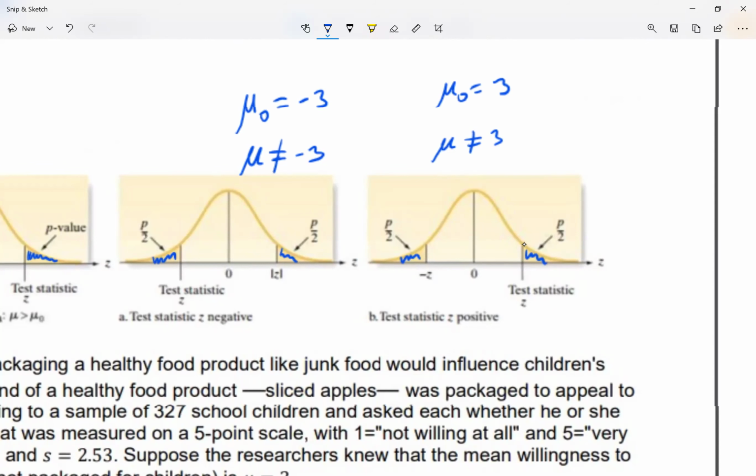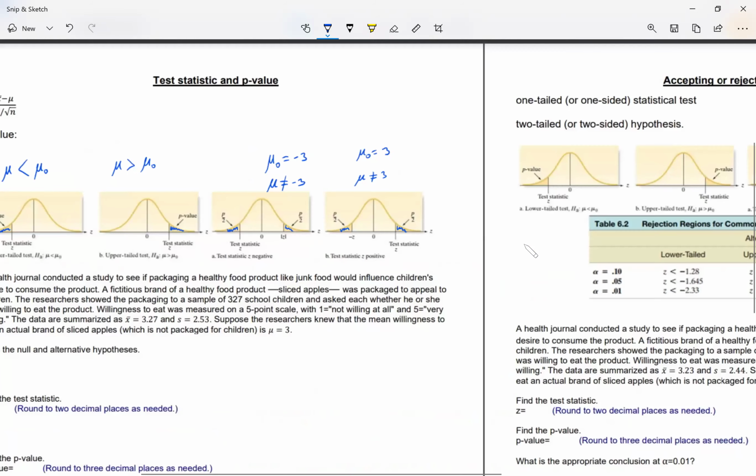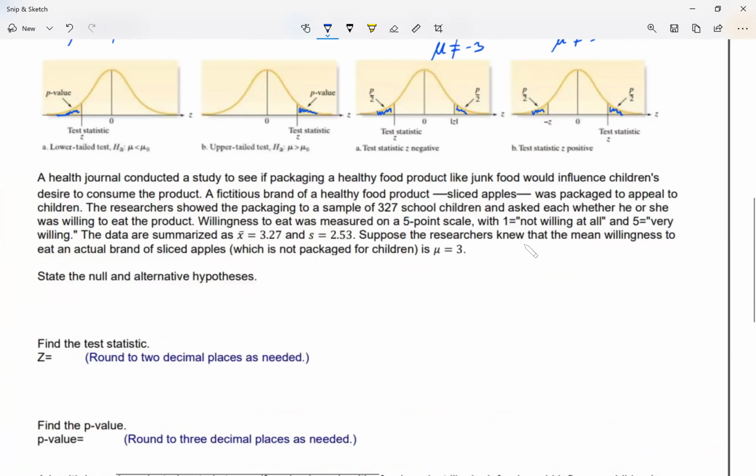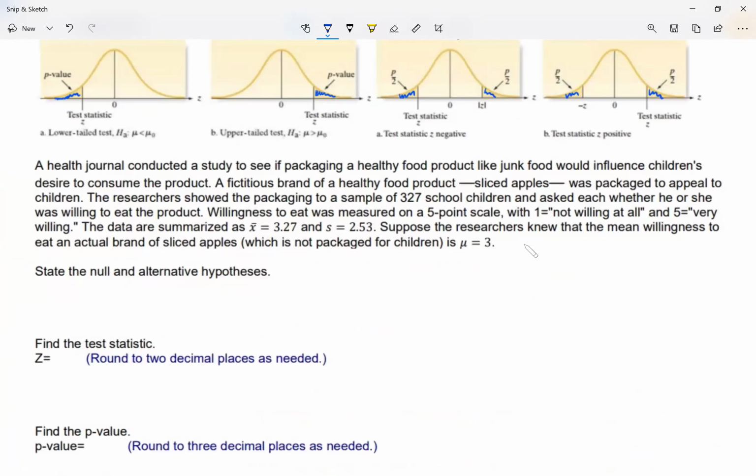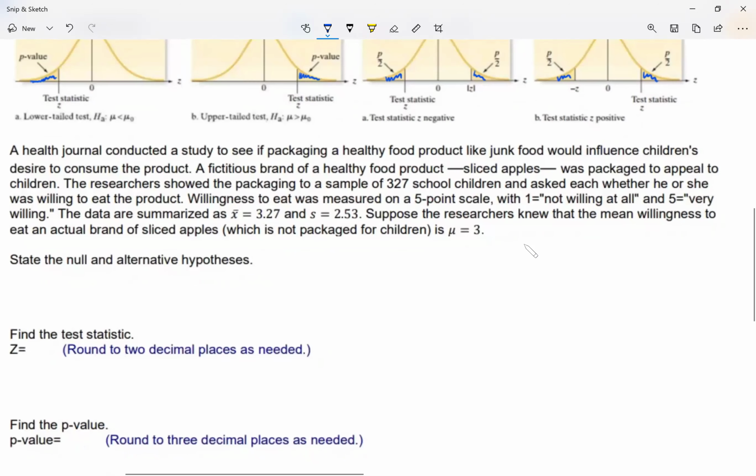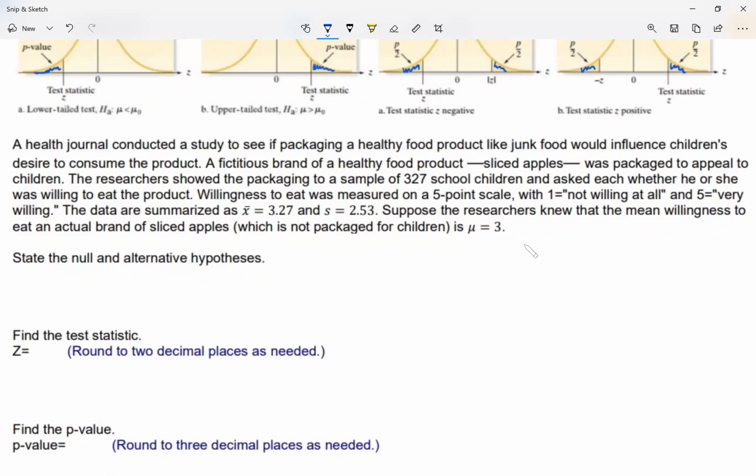Okay. Now let's do an example instead. That's gonna make more sense. Let's say a health journal conducted a study to see if packaging a healthy food product like junk food will influence children's desire to consume the product. Basically, if junk food looks nice, the packaging looks nice, would people buy it? Okay, so we have the study, what they're looking into. A fictitious brand of healthy food product, which they have sliced apples, was packaged to appeal to children.